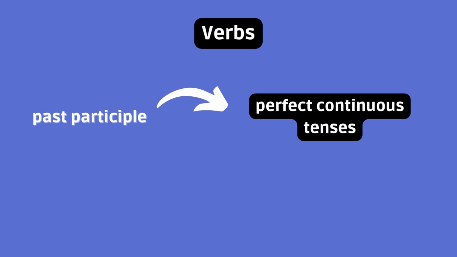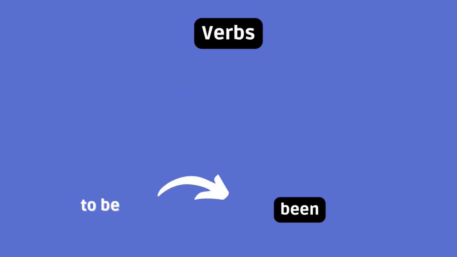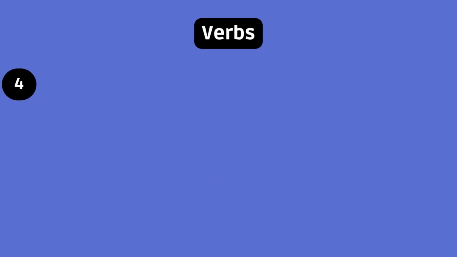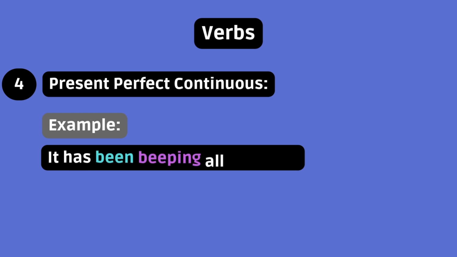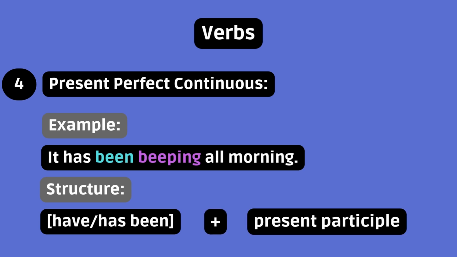However, there's a catch. That past participle is part of the auxiliaries, so it's always been, the past participle of to be. The verb expressing the action is the following present participle, the ing form, at the end of the verb. Present perfect continuous. Example: it has been beeping all morning. The structure is have or has been plus present participle.